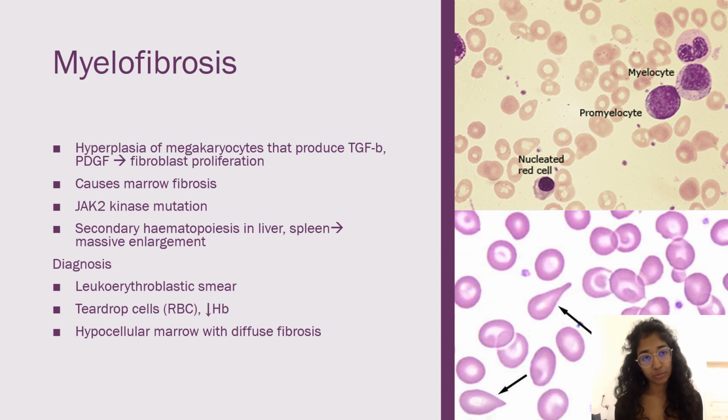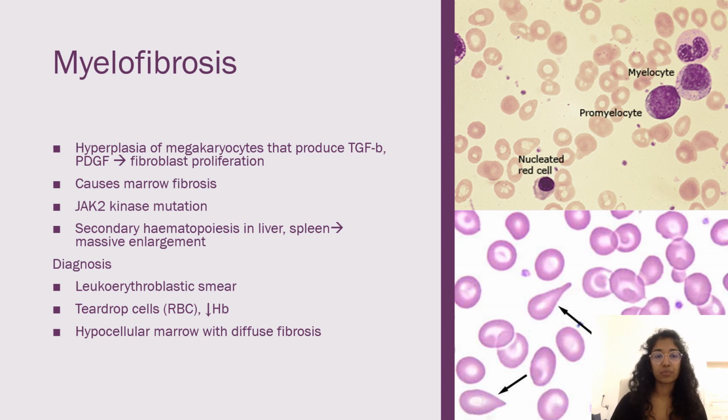Diagnosis of myelofibrosis is done by making use of a leukoerythroblastic smear. So peripheral blood smear will show a characteristic picture, which is known as a leukoerythroblastic smear. That's the picture present on the top. So these basically will be the presence of immature cells. So you'll have the presence of nucleated red cells. Generally, mature red cells do not have nuclei as such being present. So nucleated red cells will be present, as well as your white blood cells, which will be larger than normal. So that's your leukoerythroblastic smear.